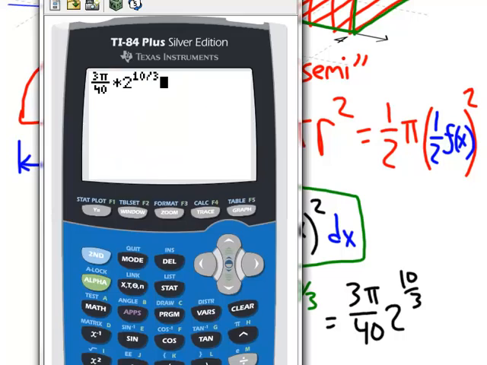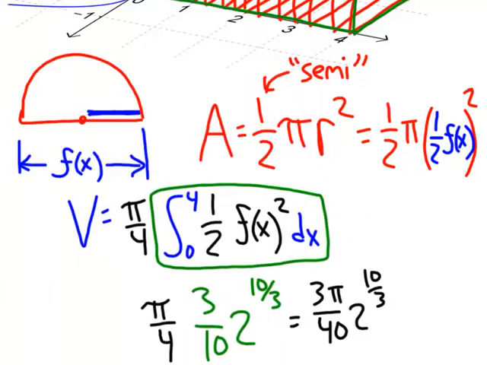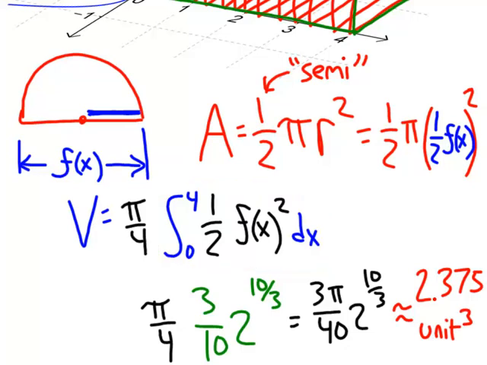We'll bring up the calculator where I've just entered that in, 3 pi over 40 times 2 to the 10^3. And that's about 2.375 units cubed. We'll get rid of that earlier box so I can put a box around this answer.